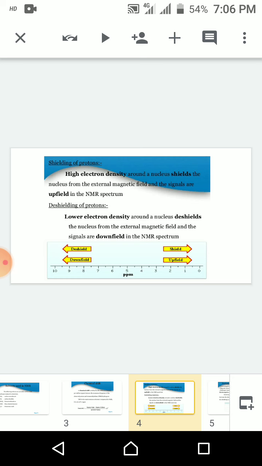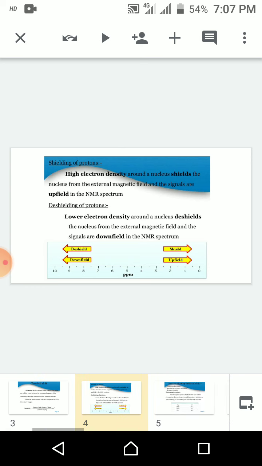Now the important term used here is deshielding of protons. Lower electron density around a nucleus deshields the nucleus from the external magnetic field, and the signals are downfield in the NMR spectrum. Here you see a scale in ppm. The values from 5 to 0 show shielding and upfield, and from 5 to 10 show deshielding and downfield in the NMR spectrum.